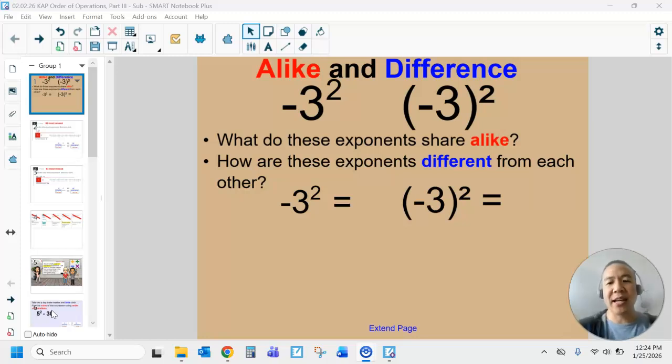First of all, please take out a dry erase marker and blue cloth. Here's a warm-up: alike and different. What do these exponents share alike? How are these exponents different from each other?